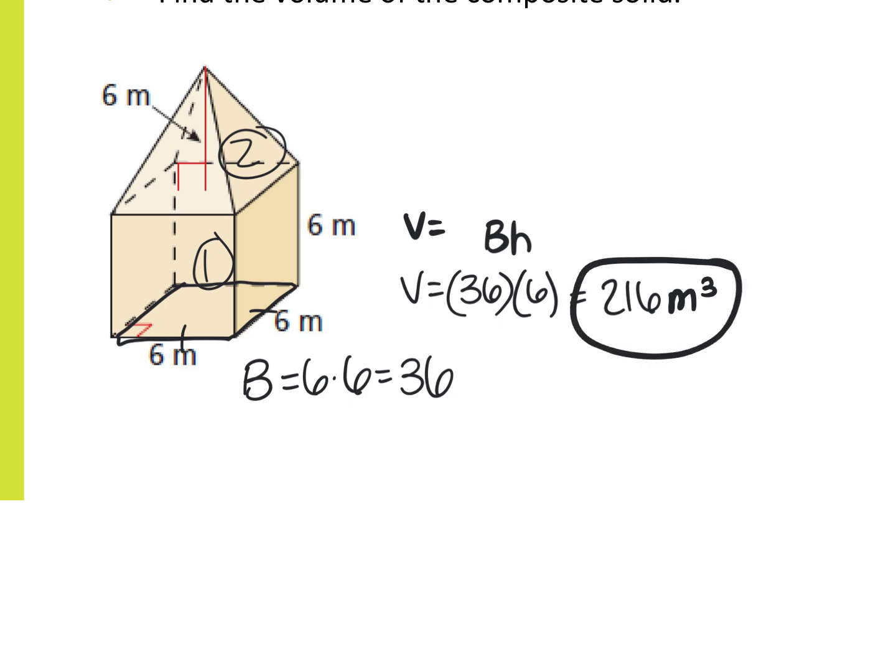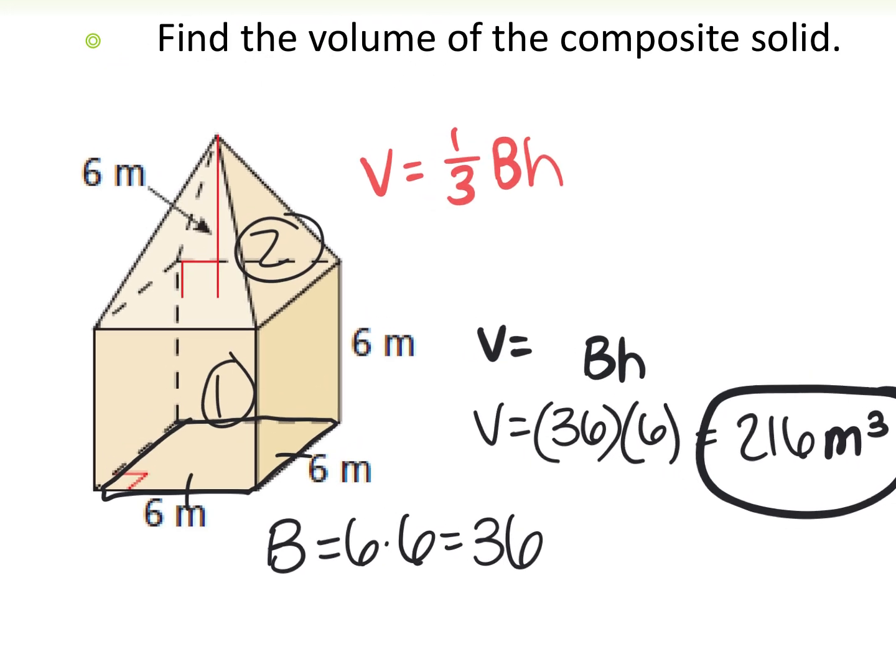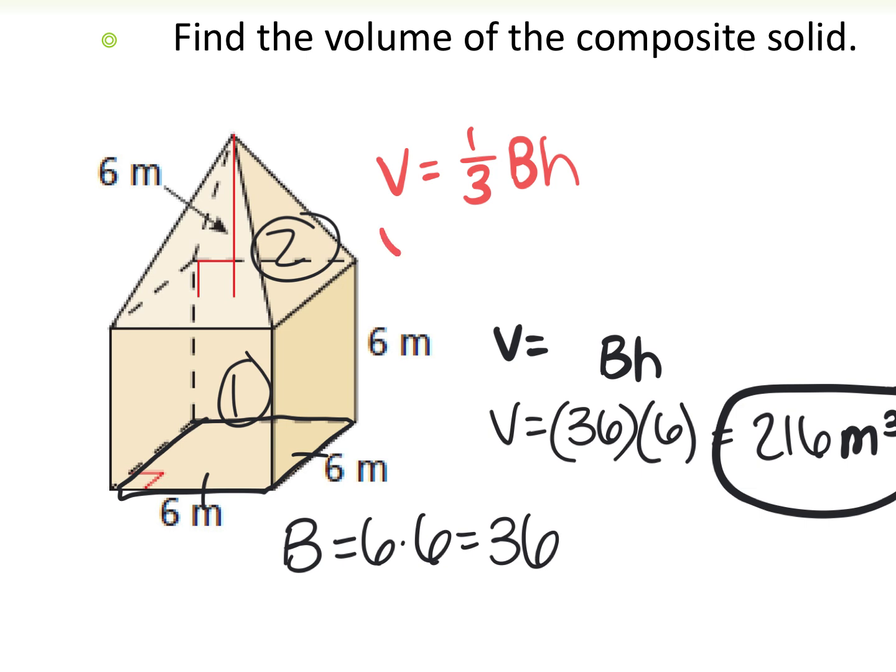Is that the volume of the whole thing? No. What portion am I missing? The top, right? And the top we agreed was not a triangle, it's a pyramid. So the volume of this pyramid is 1/3. It is not the same thing, Dylan. 1/3 base times height. Do you guys agree the base of the prism is the same as the base of the pyramid? So can we use that 36 again? Sure. So we're going to say volume equals 1/3 times 36. What's the height of the pyramid?